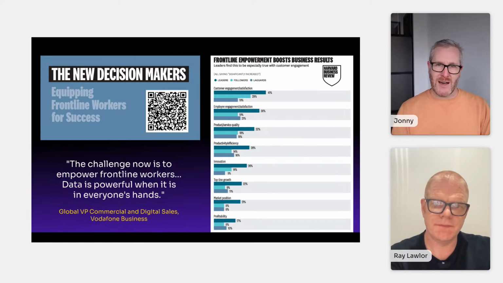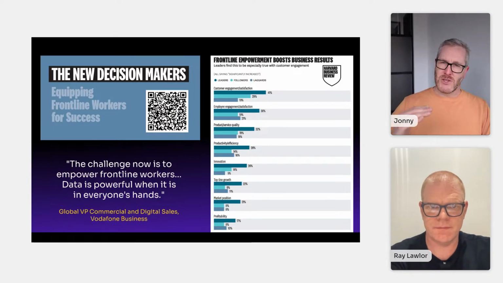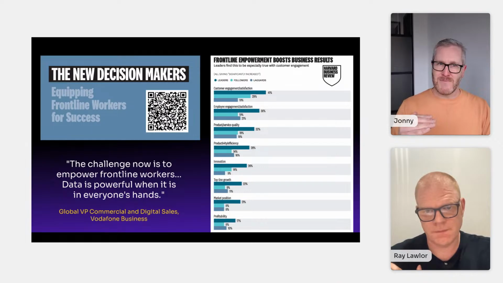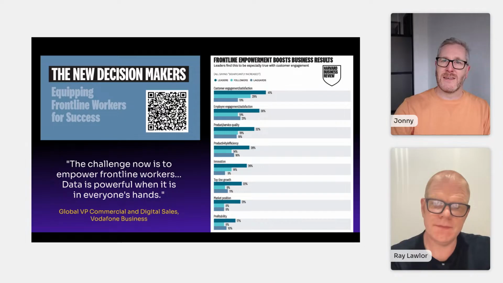And I've included this graph, and don't worry too much about the detail, because I just want you to notice the shape of it. The top line in each of these, the top row is the leaders in the category. The middle row is the followers in the category, and the third row is the laggards, okay? And across all of these topics, customer engagement, employee engagement, customer satisfaction, innovation, profitability, market position, across all of those, the leading companies were the companies that viewed frontline decision-making as a priority. They were the ones that reported that they saw a significant impact of giving the frontline data.